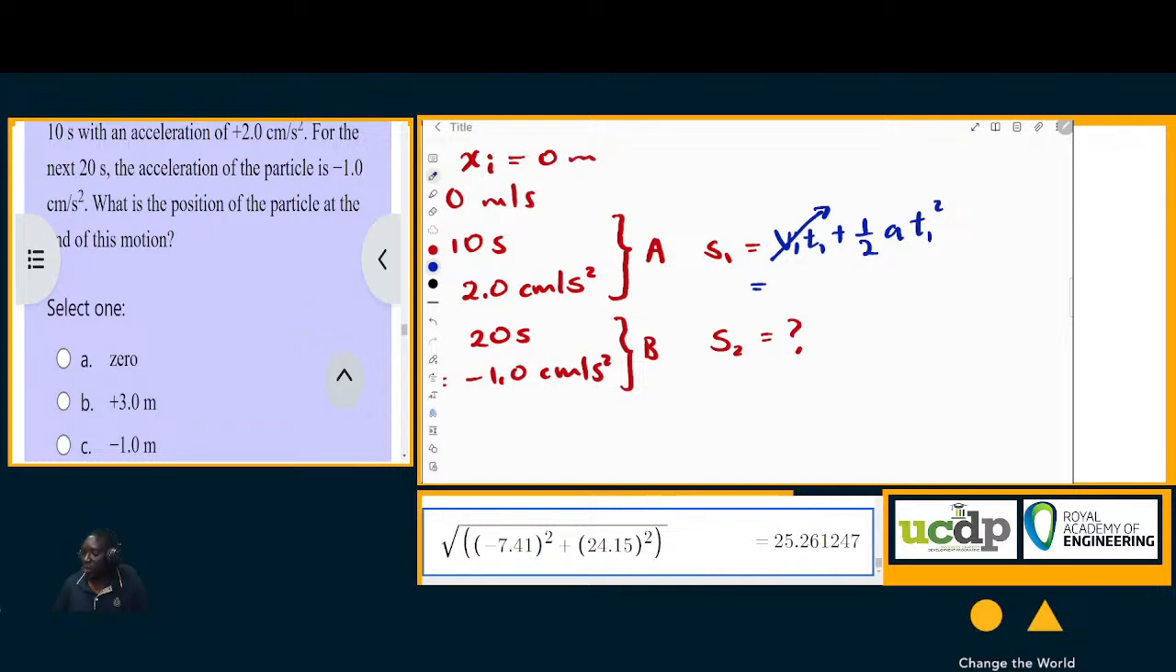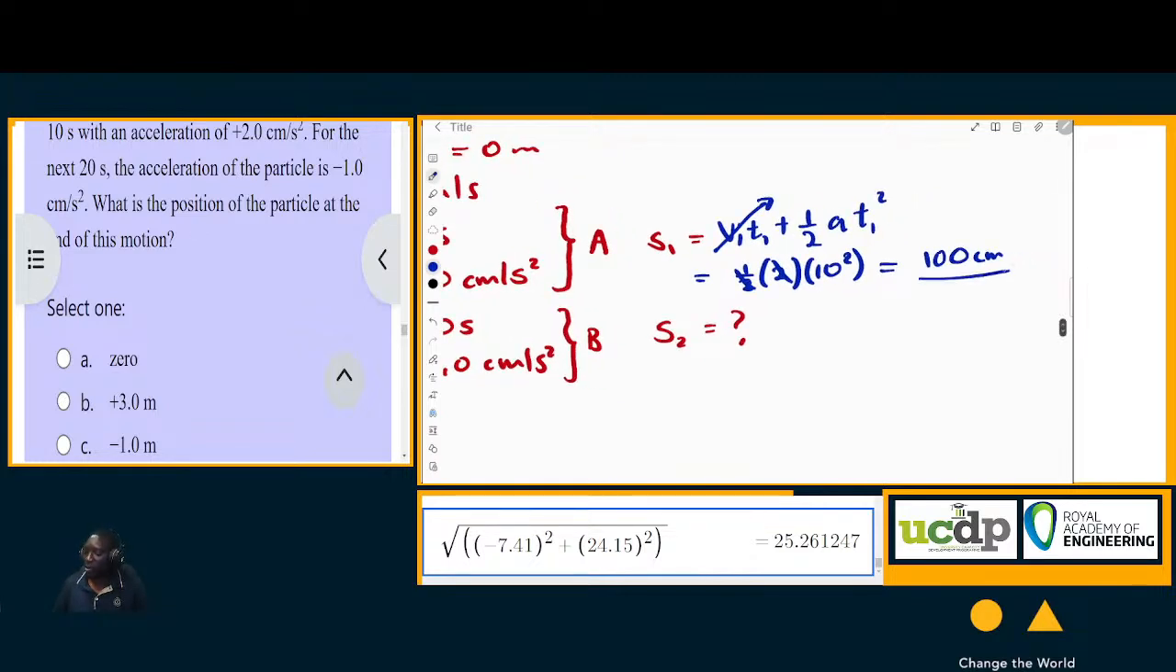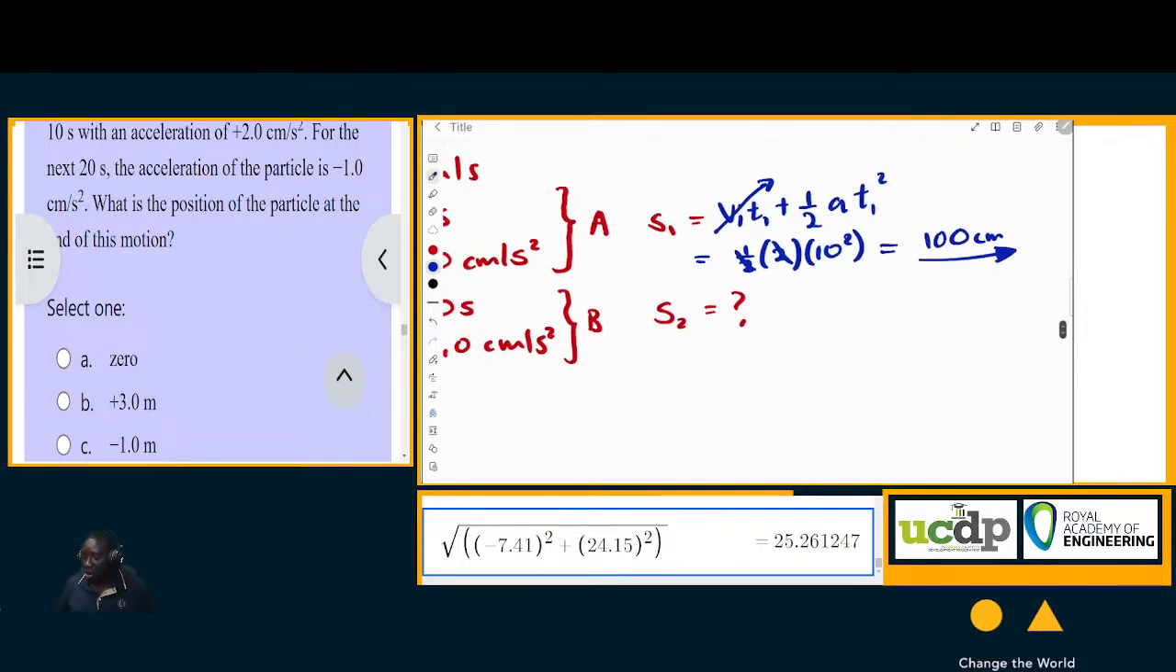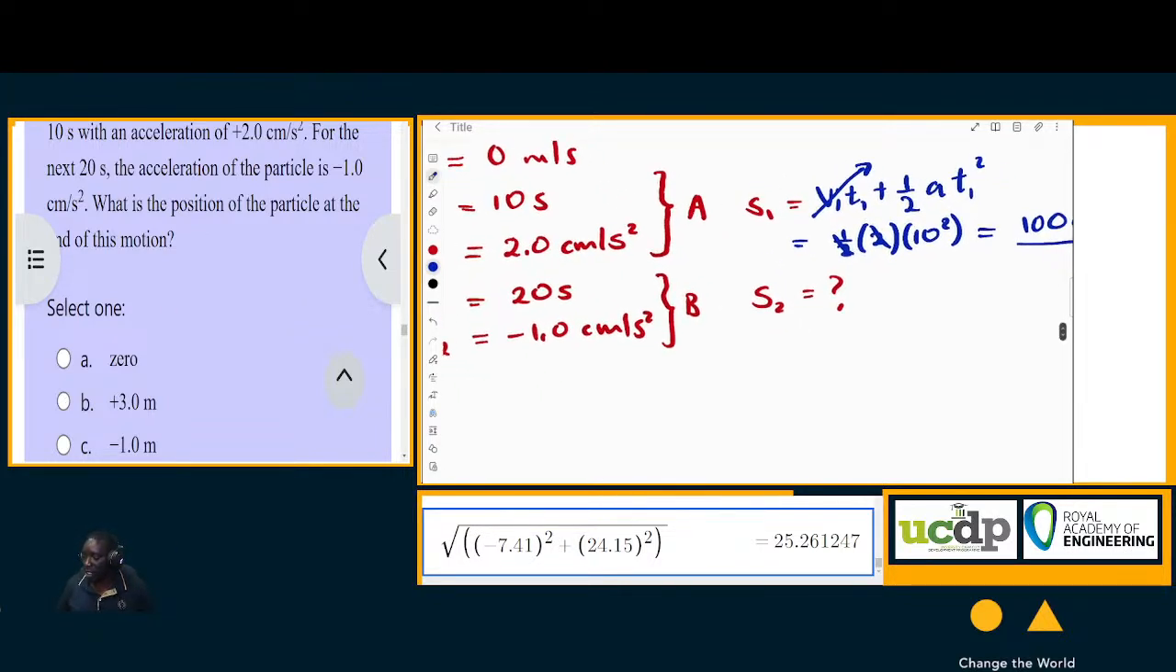So our displacement is simply half of 2 centimeters times 10 squared. Half of 2 is 1, 10 squared is 100. Very good, 100 centimeters. That's correct. We're done with that first part. So we have 1 meter of displacement in the first part of the motion. Now, how do we find S2?